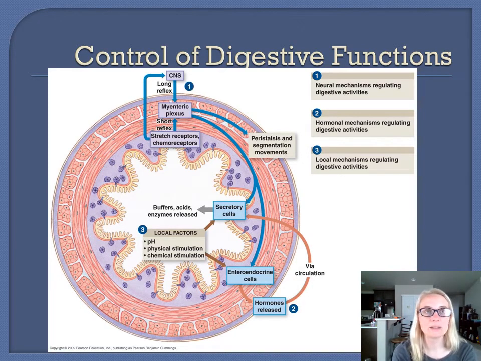So back in the cardiovascular, we saw the same kind of thing. We had local autoregulation, and if that didn't work, we brought in neural and hormonal. It's the same kind of idea. So we have local mechanisms right here. I'm going to start with number 3.